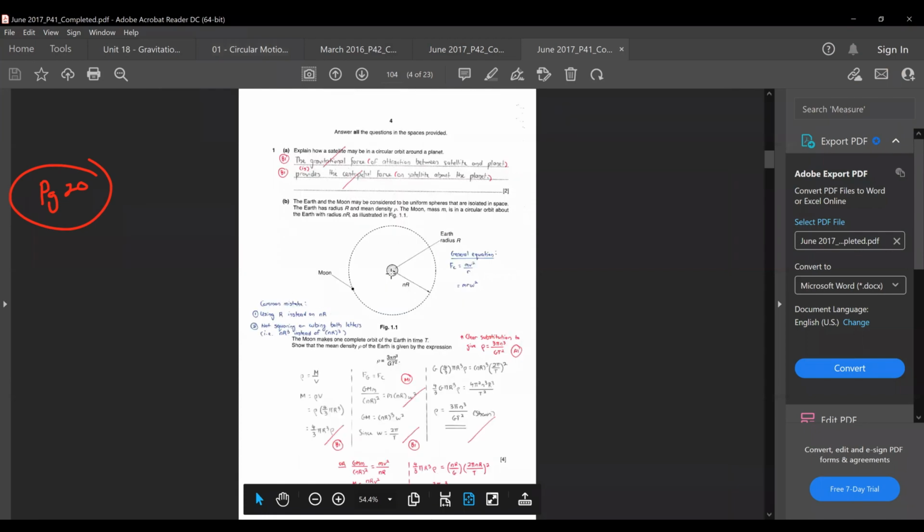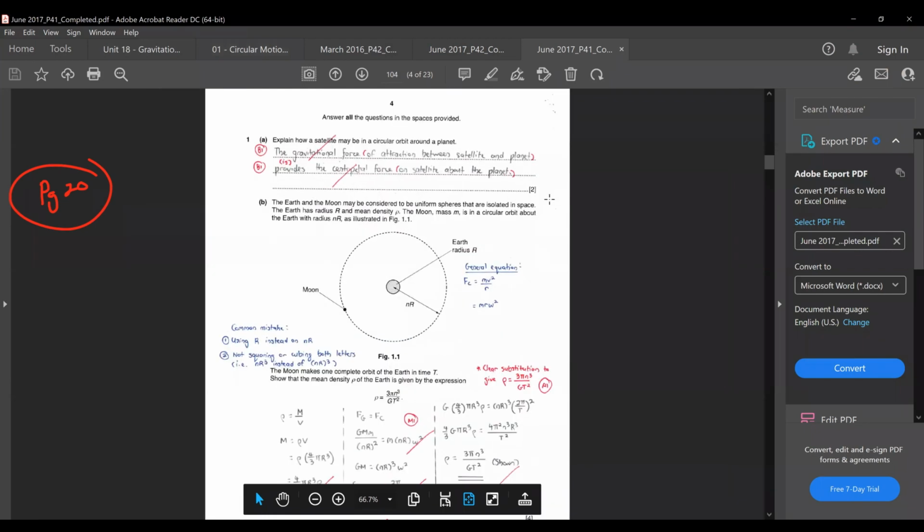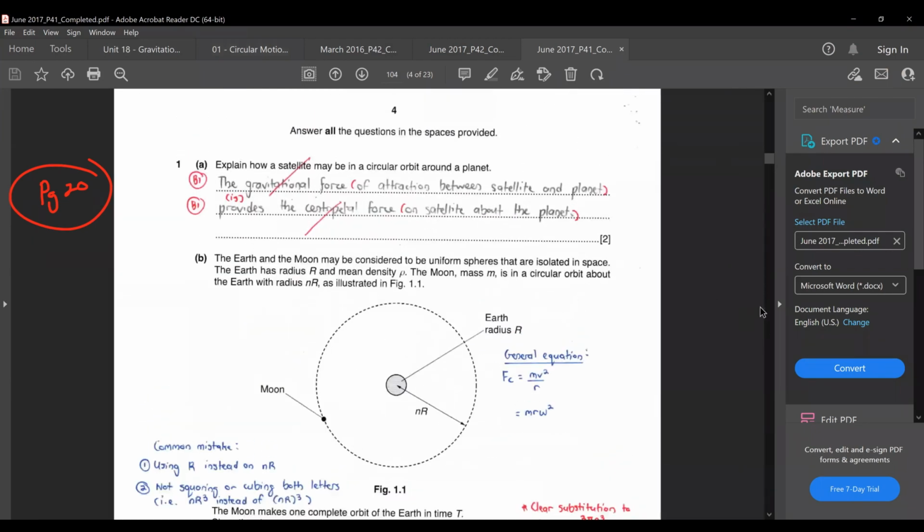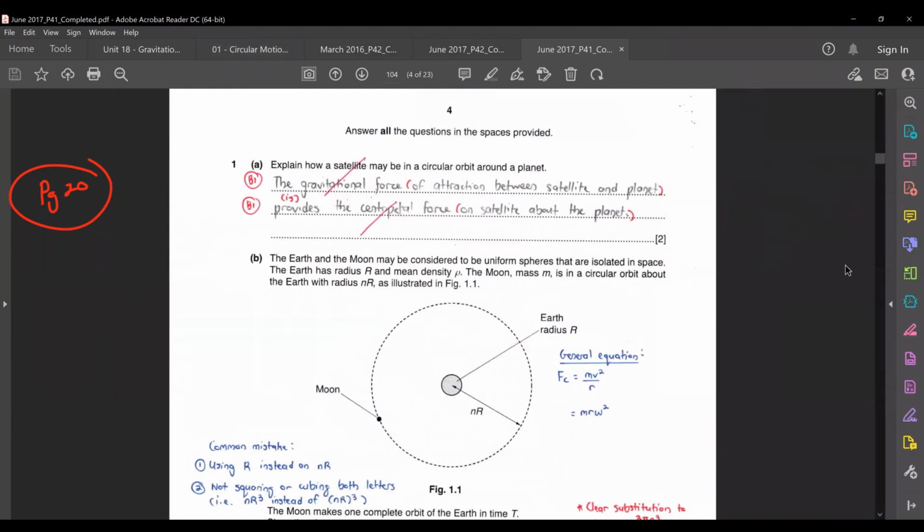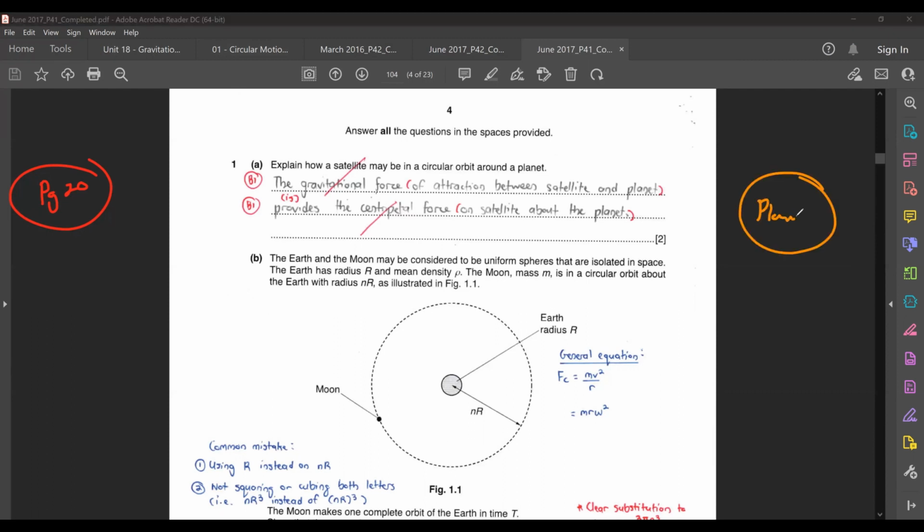Now, explain how a satellite can be in circular orbit around a planet. How is it possible that a satellite can move in a circular orbit around a planet in the first place? Okay, so this one is your planet. This one is, say, your satellite. How is it possible that a satellite can move in circular orbit about the planet in the first place?